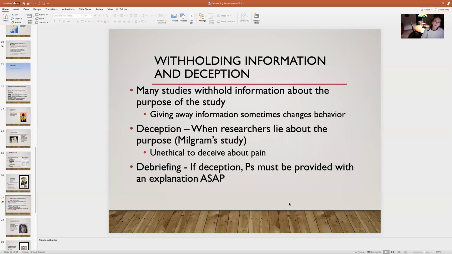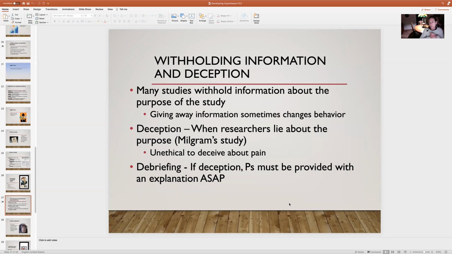So a lot of times you won't tell them that, or you will in fact tell them that the purpose is something else. When you tell them that the purpose is something else, we call that deception. Deception is when they lie about the purpose. So for example, some of you may remember Milgram's study where they gave the shocks, or they didn't really give shocks, but they said they were giving shocks. And they told them that it was a study about learning, but actually it was a study about obedience.